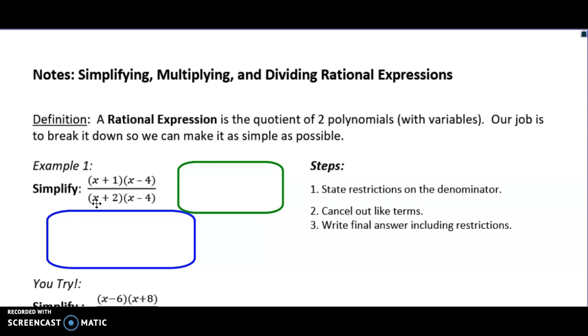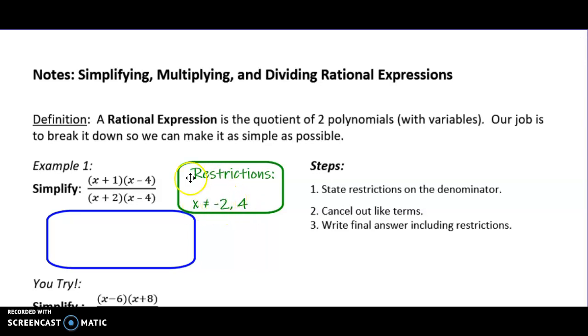So, for our first problem, in the denominator, I have x plus 2 and x minus 4. I have to write down what values of x could make the denominator 0. What you would do is set each factor equal to 0 and solve. So x plus 2 equals 0. If I solve that, I get negative 2. And x minus 4 equals 0. I solve that, I get positive 4. So therefore, my restrictions are x cannot be negative 2 or 4.